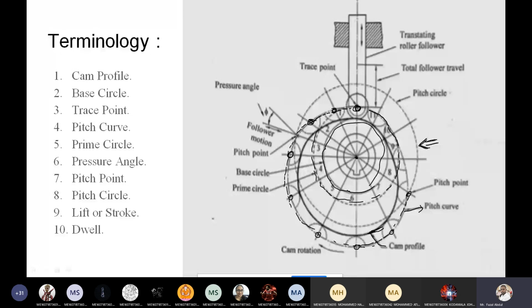Okay, so while drawing, the prime circle passes through the prime trace point. It means, take a compass while drawing the trace prime circle, put the needle of the compass at the center of the cam and keep the pencil on the trace point. If you draw the circle, that circle is known as a prime circle.